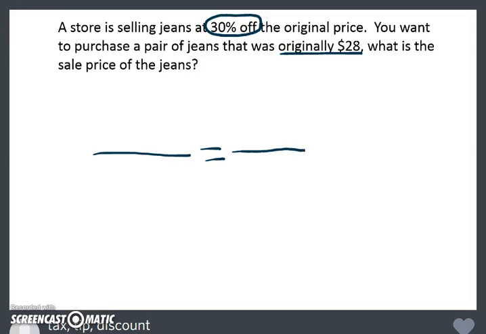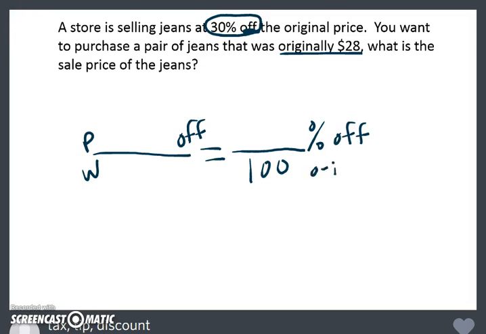So we're going to start by setting up a proportion, and we know it's part over whole equals percent over 100. Now for me, it's very important that we label whatever the percent is. We want to make sure we label this, so it's percent off. And if percent off is on the top, then the part is the amount off. 100 is going to be the total or the original price.